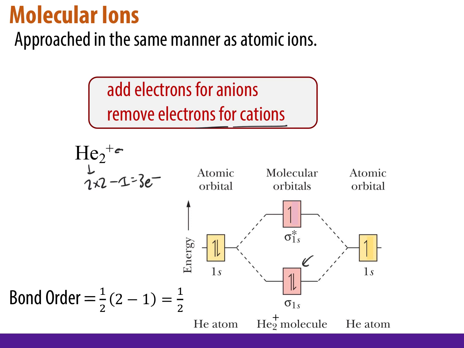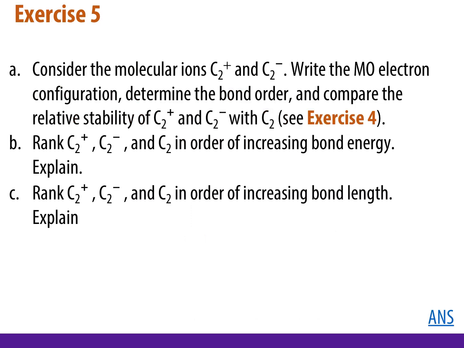And so the picture looks like this. Sigma 1s2, and then the third electron goes in the sigma star 1s orbital. The bond order is 1/2, and He2+ is relatively unstable, but an ion that you can form and study in lasers and things like that. For our next exercise, write the MO electron configuration and fill out that table for C2+ and C2- ions.